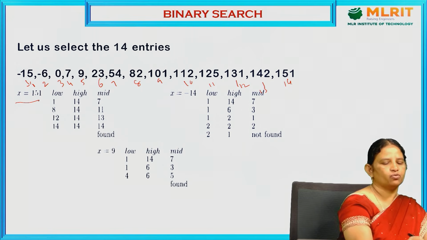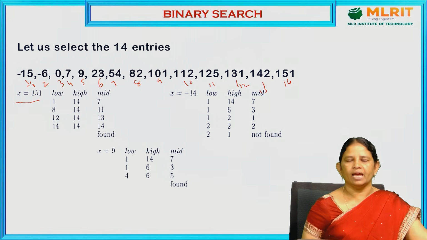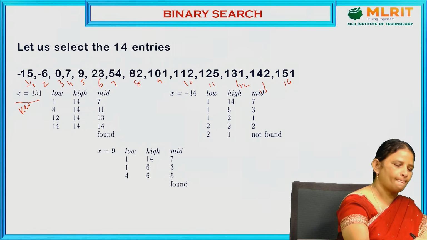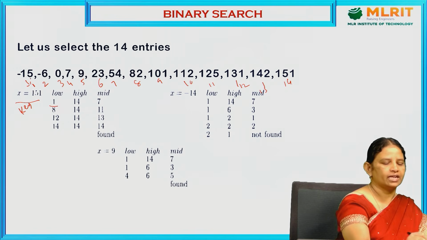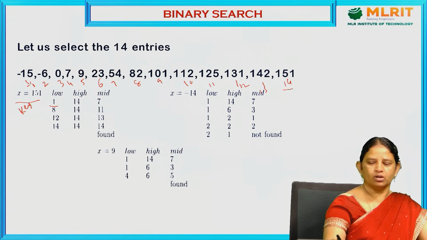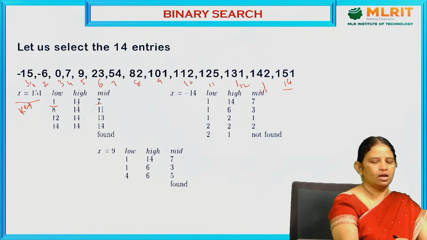X equal to 151 is nothing but a key element. Okay, that is called a key element. So low is 1. The address of low is 1. Address of high is 14.